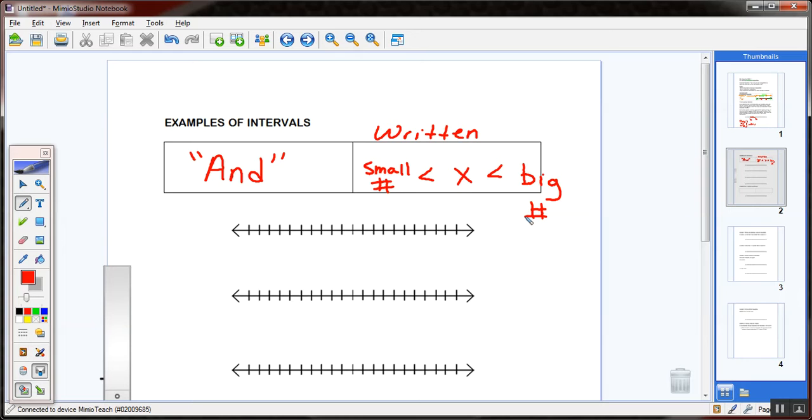Okay. A written form of any interval is always going to be written in the following form. What do I put over here first, kids? What's it say in this form? I want to put the small number or minimum over here, less than whatever your variable is, less than the what? Big number. This is kind of like saying x is going to be bigger than the small value, but x is going to be smaller than the big value here, okay?